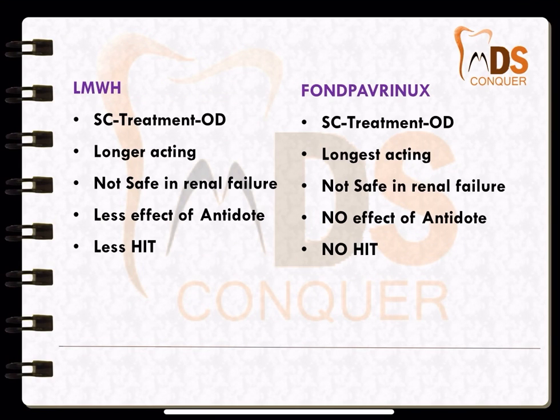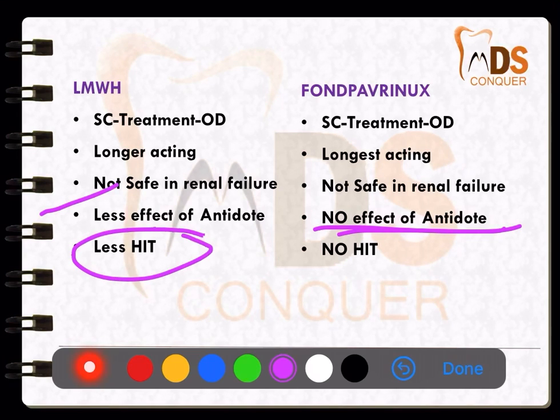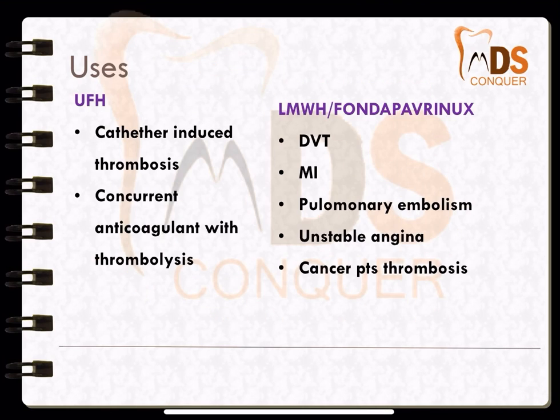So low molecular weight heparin and fondaparinux: the difference is that this is longer acting and that is the longest acting. Okay, so here there is less effect of the antidote and here there is no effect of the antidote, and there is less heparin induced thrombocytopenia, here there is no HIT. Okay, so these are the main differences. The uses: unfractionated heparin for catheter induced thrombosis and as concurrent anticoagulant with thrombolysis, whereas low molecular weight heparin for MI, DVT, embolisms, unstable angina.